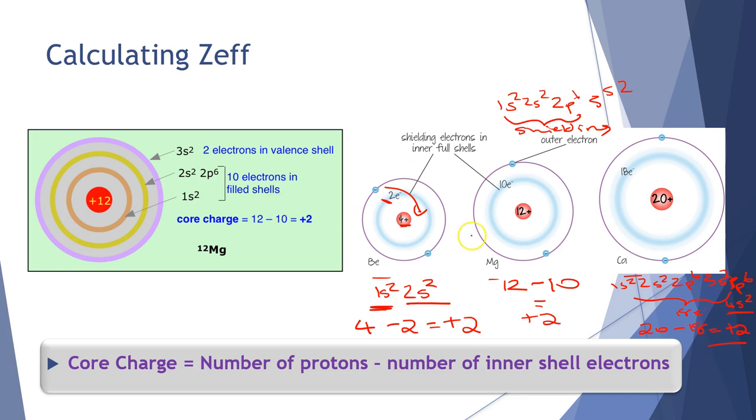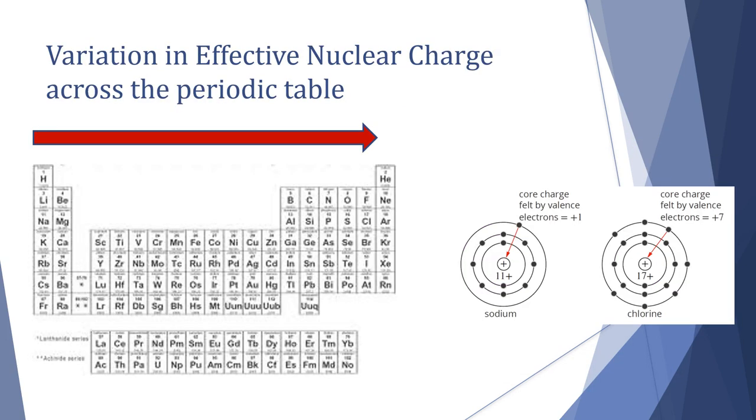If you look at these, we can see they all have a +2 effective nuclear charge, and that is because they are all elements in group 2 of the periodic table. So as we go down a group, our core charge is consistent. It changes, however, as we move from left to right across the periodic table because our core charge will increase. We can see that with sodium and chlorine as an example.